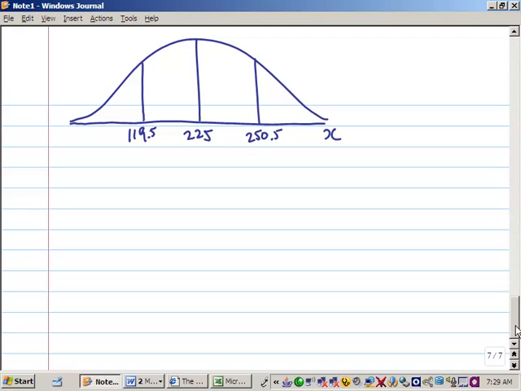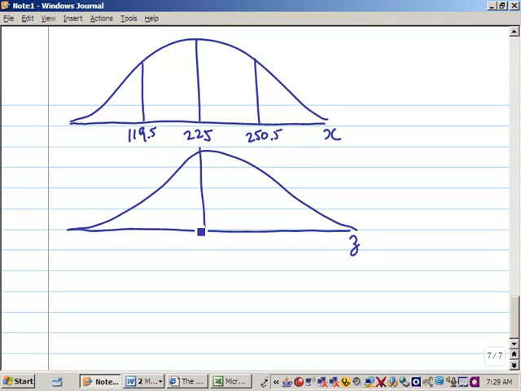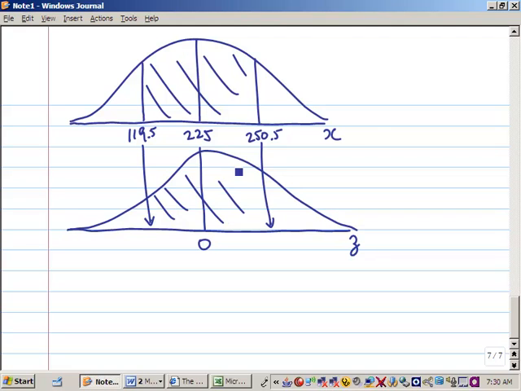Okay. And as I said, we're going to straighten that up a little bit more. Translate that particular x down to the z distribution. We'll find the z values corresponding to these two limits. Okay. Alright, so that's the next step.